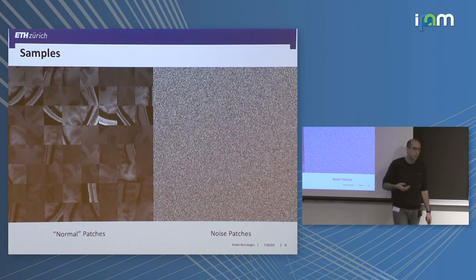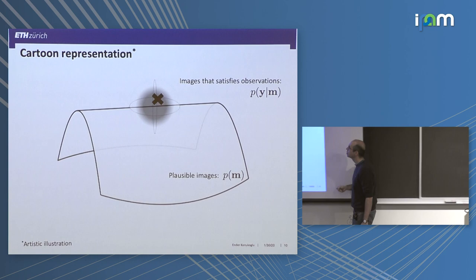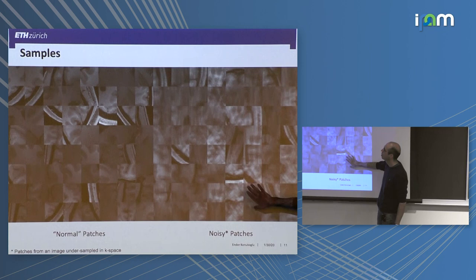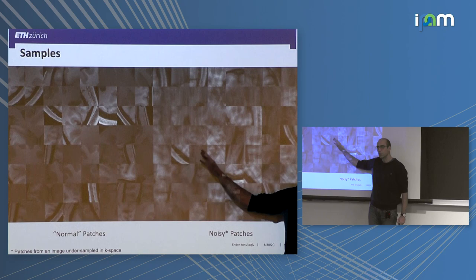Now, if I take a certain area, for example, in this case just a point here that satisfies a certain set of observations. For the case of reconstructing MRI from undersampled data, what I would end up with are image patches like this. They resemble what reality should be like, but they also have some artifacts on them. So they're not real, but they're almost real. Okay.